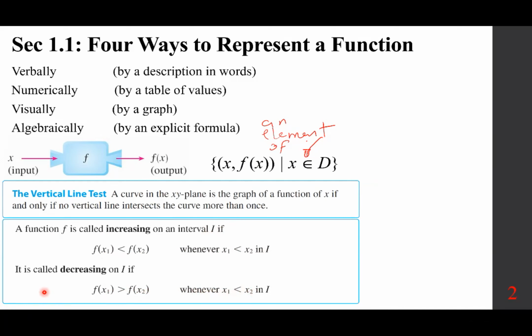In other words, here's one easy way to tackle this concept. So when we say increasing, when x goes up, when x gets larger, y gets larger. When we say decreasing, x gets larger, y gets smaller. That's simple.